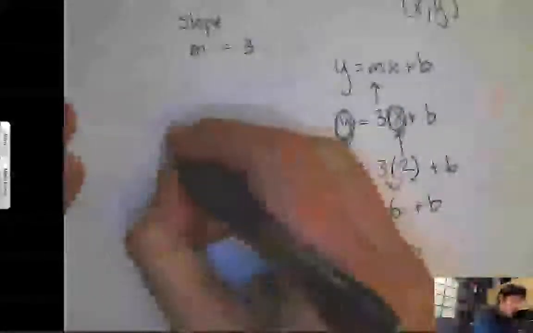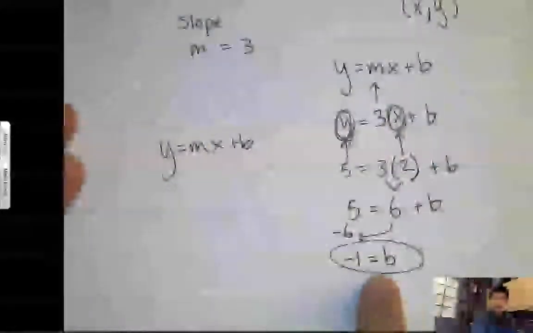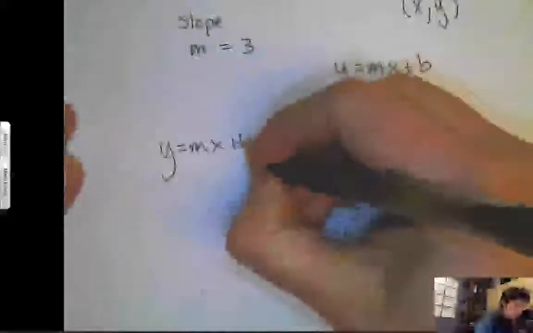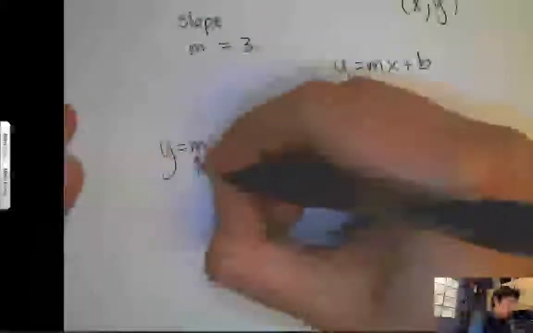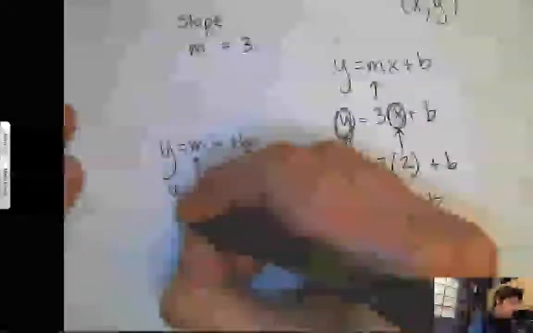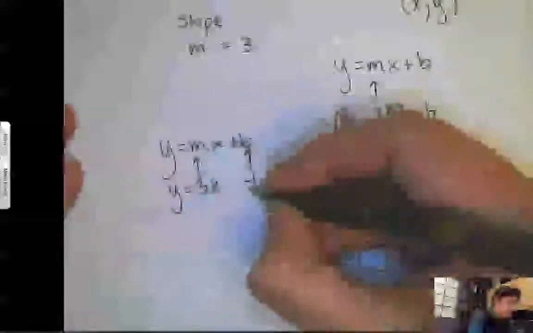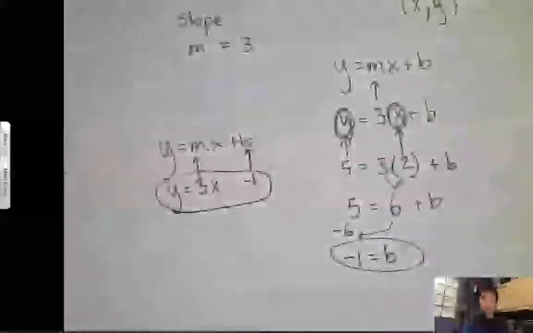Instead, let's go back up and rewrite y equals mx plus b. But now we know what b is. It's negative 1. So now we're going to put negative 1 right there. And now we know m is 3, so we're going to put 3 in for m. And I'm very comfortable with writing a rule now. y equals 3x minus 1. You can write plus negative 1 or just minus 1.